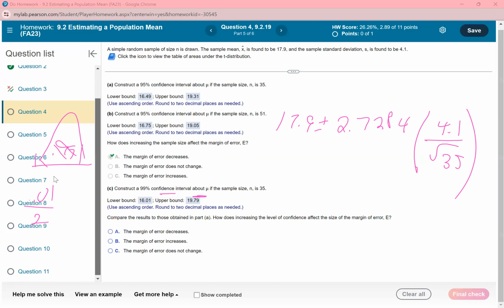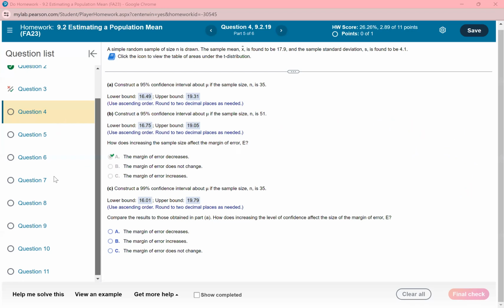All right, y'all, so that margin of error, again, is coming from the distance from the mean to the ends. So 17.9 to this end, 17.9 to this. Okay, so comparing the results from part A, how does the increasing level of confidence affect the size of the margin of error? So guys, from 17 point to 19.3, 17.9 to 19.7, so it made that margin of error larger.